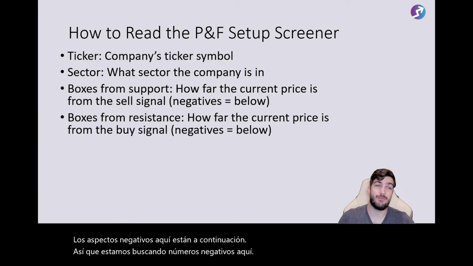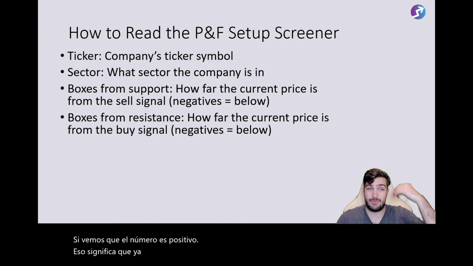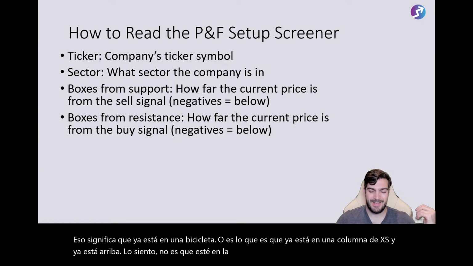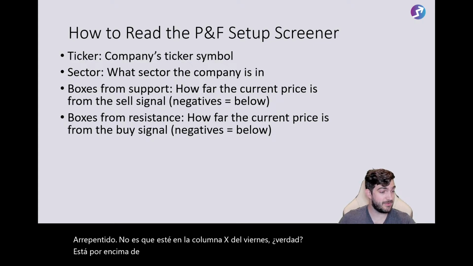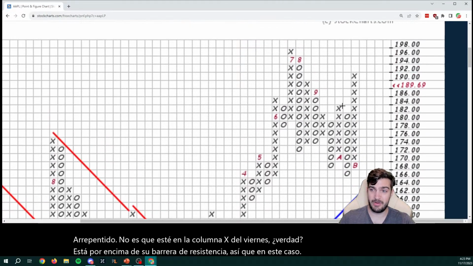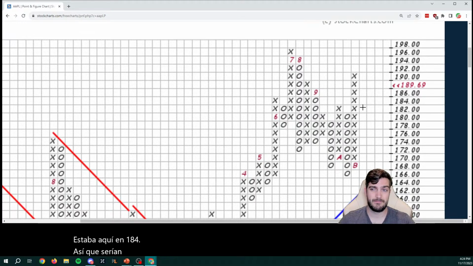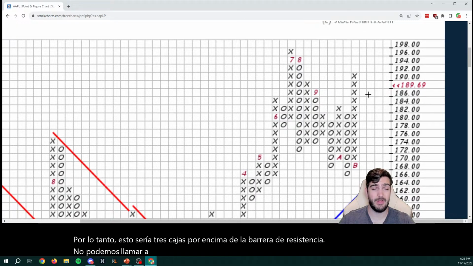If we see that that number is positive, that means it's already on a buy signal, or it's already in a column of X's, and it's already above its resistance barrier. So, in this case, its resistance barrier was back here at 184. So this would be 3 boxes above the resistance barrier. We can't call this a resistance barrier until we flip into a column of O's.